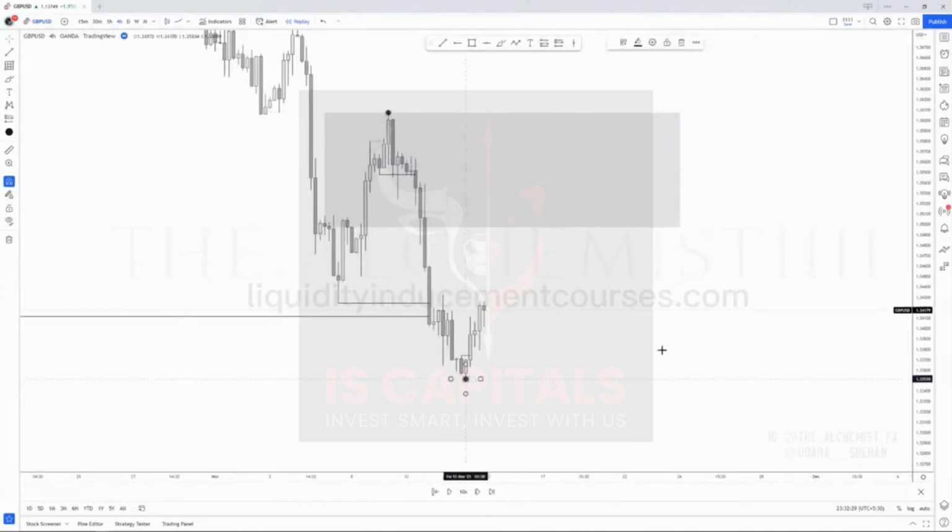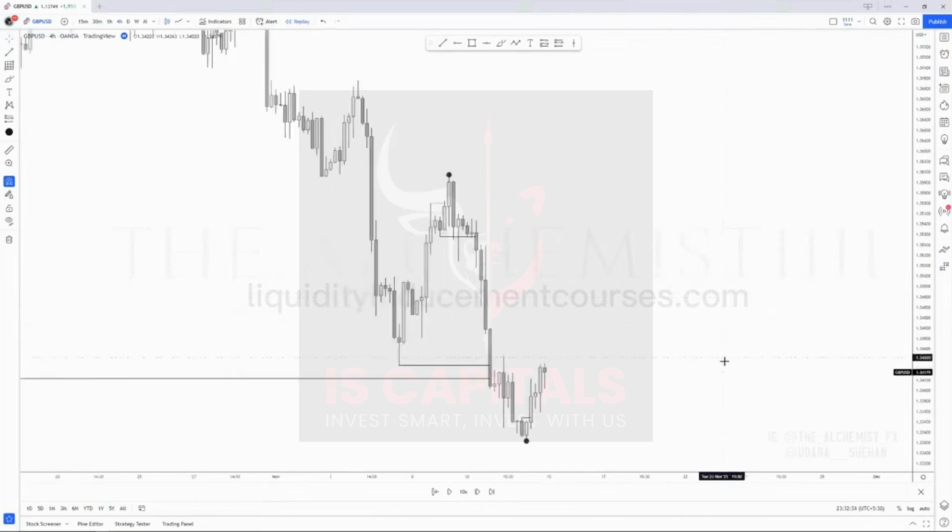Now this is the reason why I told you to focus on the high time frame POI. Because now, let's say someone tells you, you're an intraday trader, so you don't have to look at the daily or the weekly or the monthly.